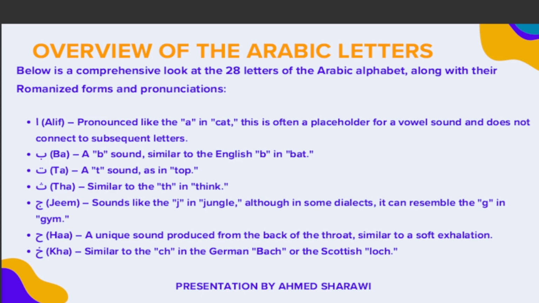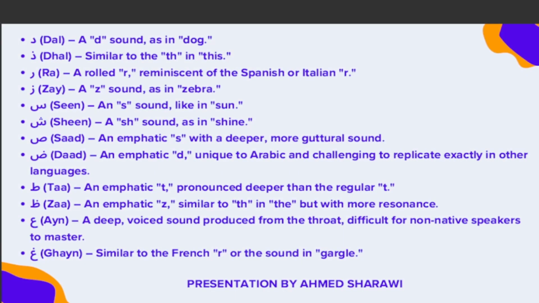Ha, a unique sound produced from the back of the throat, similar to a soft exhalation. Kha, similar to the kh in the German Bach or the Scottish Loch. Dal, a D sound as in dog. Dhal, similar to the th in this. Ra, a rolled R, reminiscent of the Spanish or Italian R.